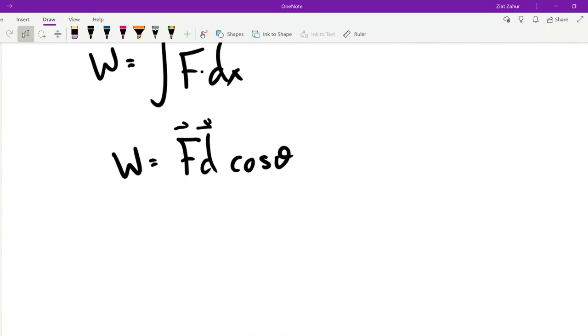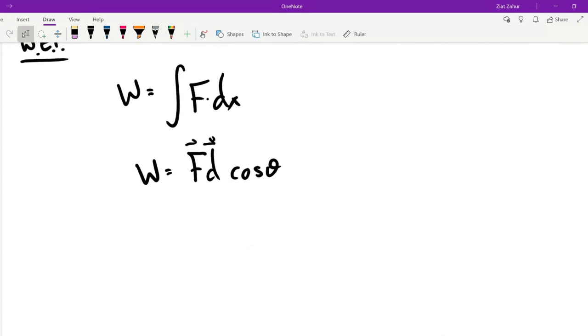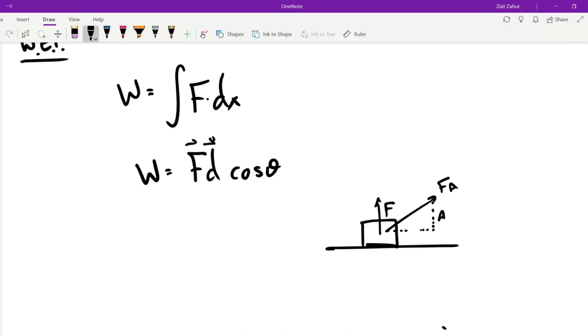Otherwise, if you have a force that is 90 degrees, so for example, let's say you have a normal force that is up. Of course, you can have an applied force, and the applied force has components, FAY and FAX.